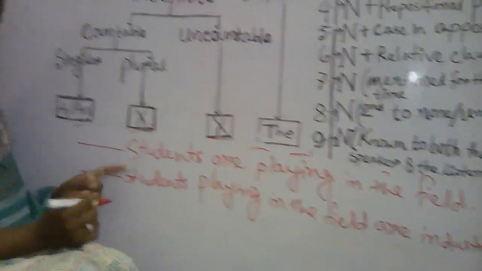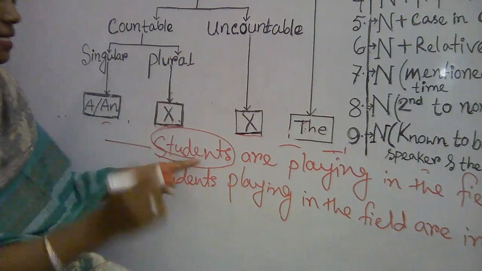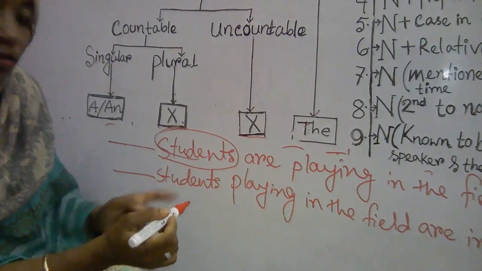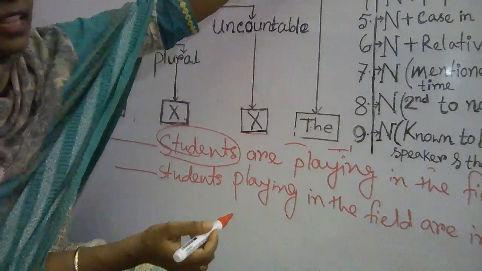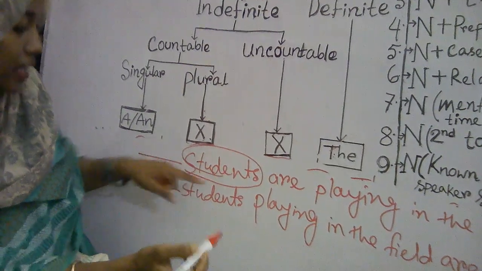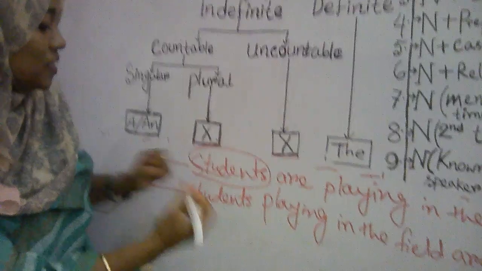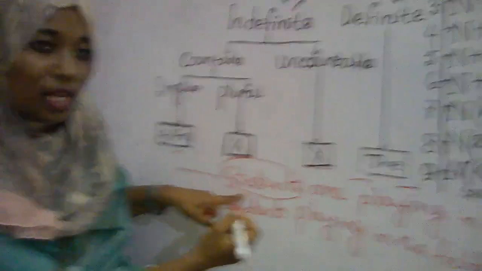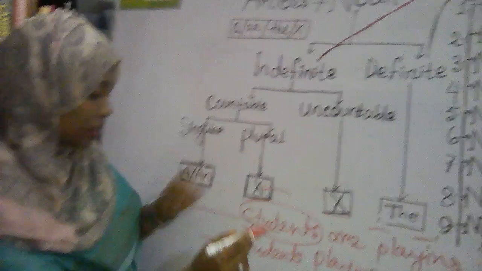Here in the first sentence, the noun students is an indefinite noun. The noun is not definite because here there is nothing from this 1 to 9 in this case. That's why it is not definite. Besides, it's a plural noun. We know that a plural noun takes cross. That's why the answer is cross.